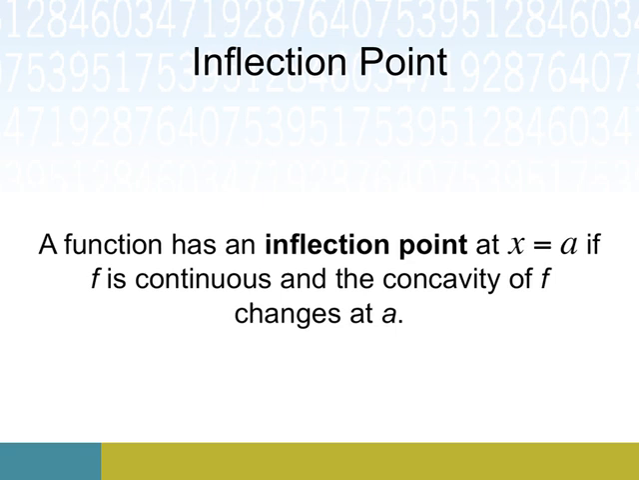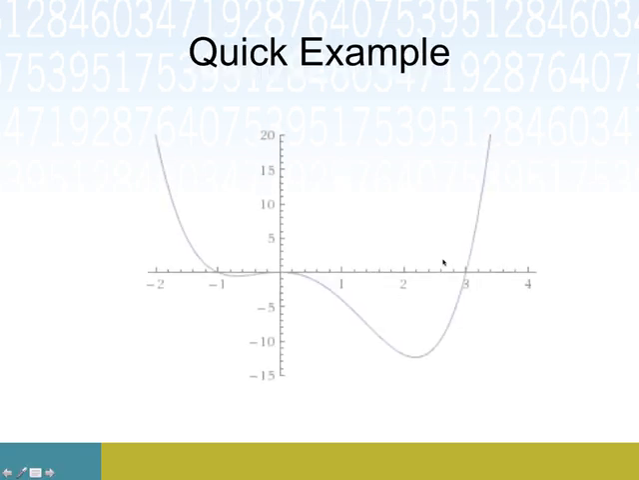and thus by definition, since the concavity is changing, that means that f prime is switching from being increasing to decreasing, or vice versa. F prime is switching from decreasing to increasing. So this is where the derivative itself is changing direction. So that's this notion of curvature. An inflection point is basically just a place where the curvature of the graph changes.